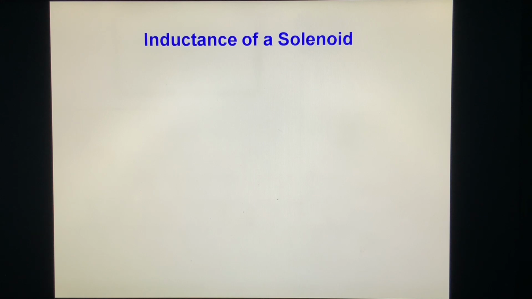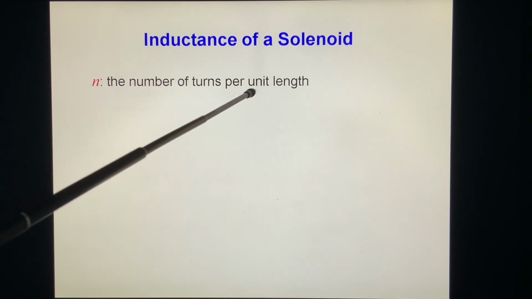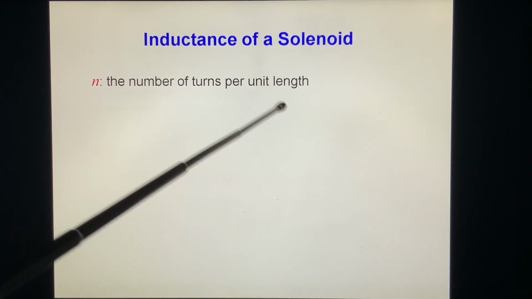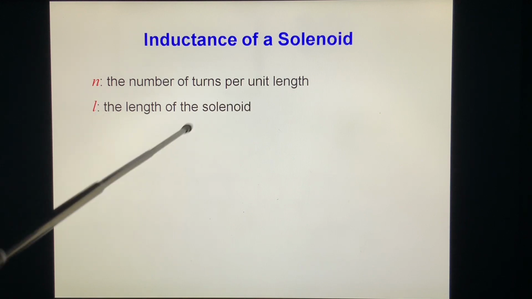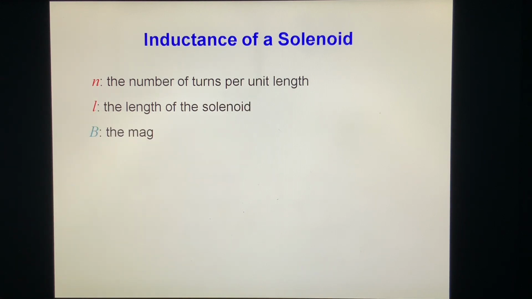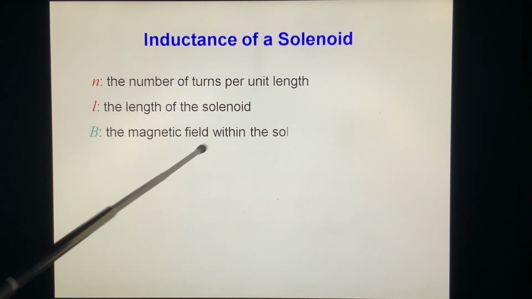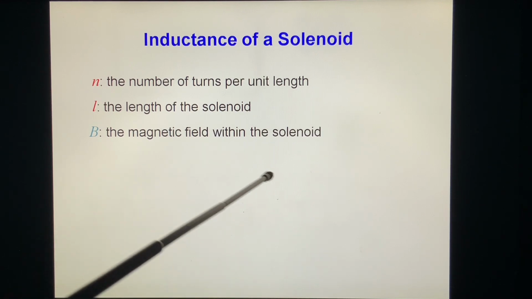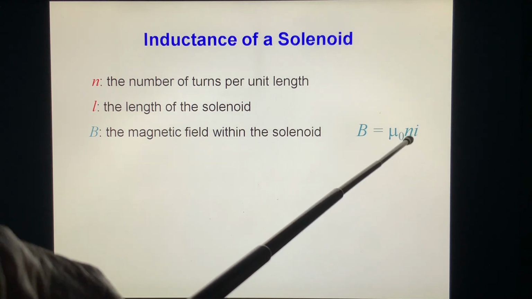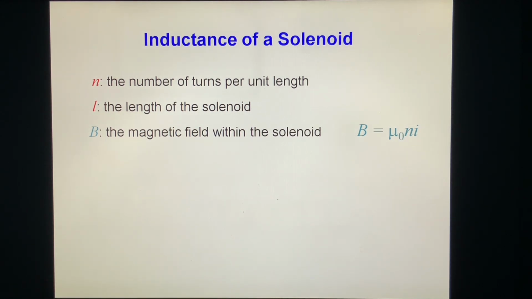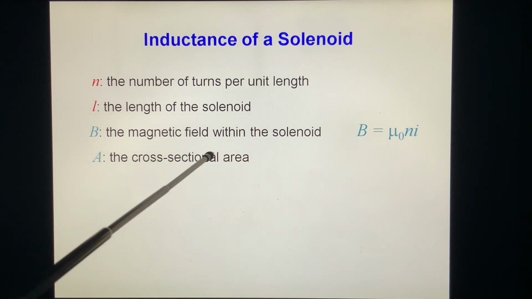Inductance of a solenoid. n is the number of turns per unit length, per meter. l is the length of the solenoid. B is the magnetic field within the solenoid. We have learned in the last chapter that B equals mu 0 n I, where n is the turns per unit length. A is the cross-sectional area.